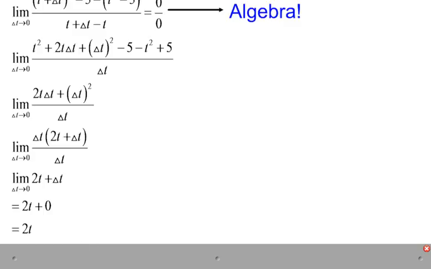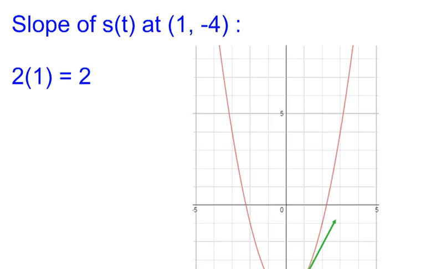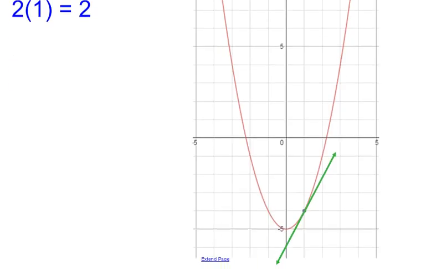So if we want to find the slope of the original function, t squared minus 5, at the point 1, negative 4, we can put 1 in, and we find out the slope is 2. And that looks pretty reasonable. Up 2 over 1 is the slope of the tangent line, which is also known as the derivative, the rate of change. So at this point on the graph, the function is changing at a rate of 2 units per x value units. We really need it to be a real-world problem to have that make a little more sense.